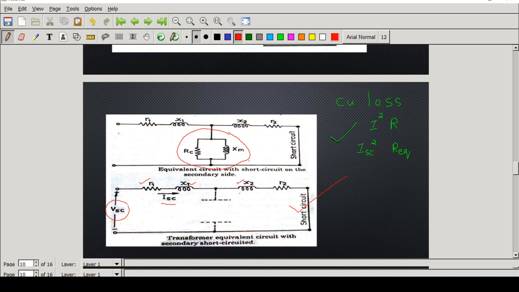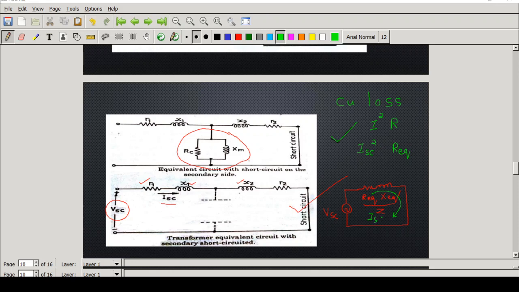Basically you can think of something like this. I am giving an AC voltage, then connecting an impedance. What is impedance? Resistance plus inductance. Let me take this as R equivalent and X equivalent. This R equivalent and X equivalent, I can take as impedance Z, right? And the current flowing through this can be taken as ISC because it is a short circuit current.